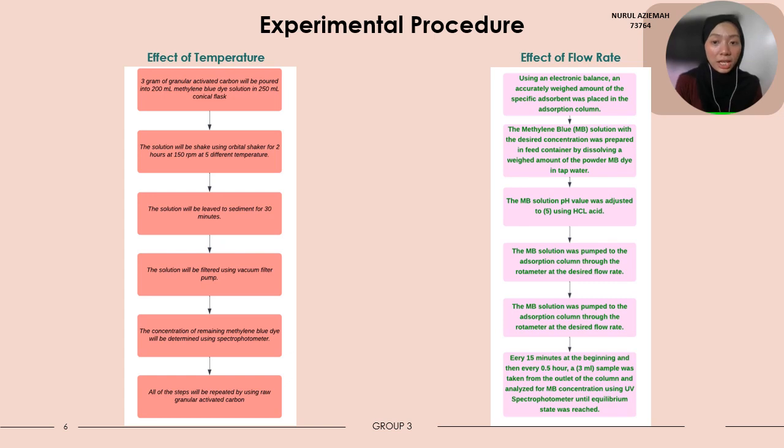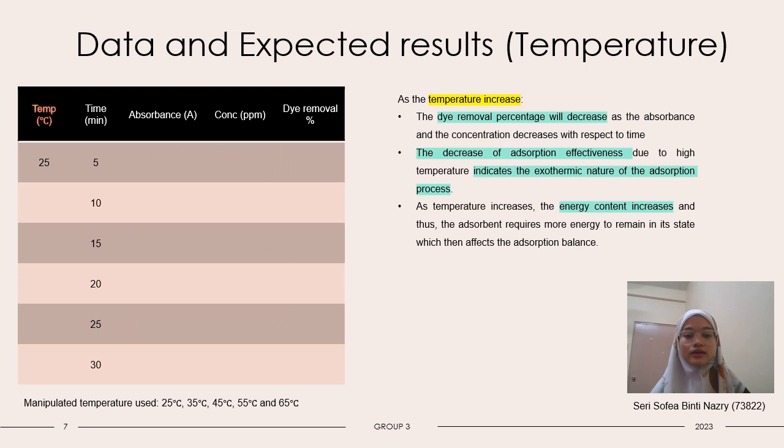For the flow rate, the pH of methylene blue is adjusted by using hydrochloric acid, and the concentration will be analyzed until the equilibrium is reached. Next, the table shows the parameters that are required for this experiment, which are absorbance, concentration, and dye removal percentage with respect to time at 5 different temperatures.